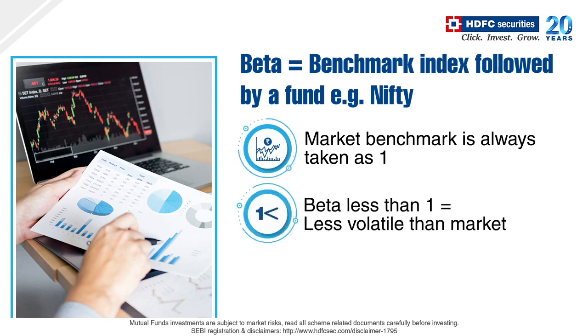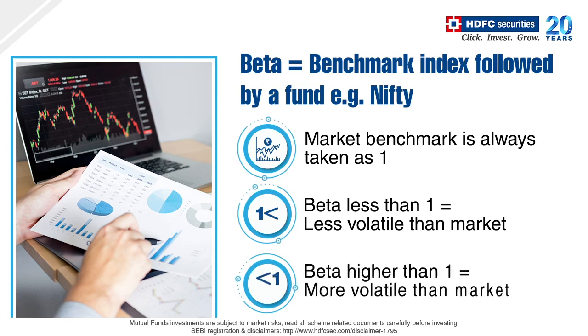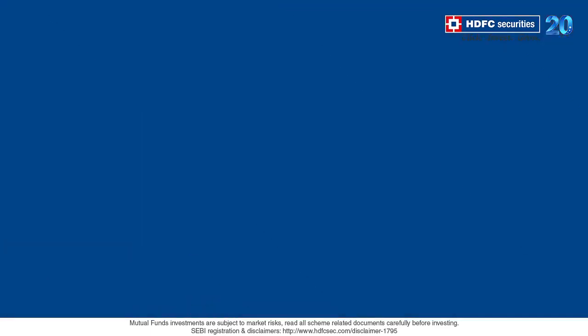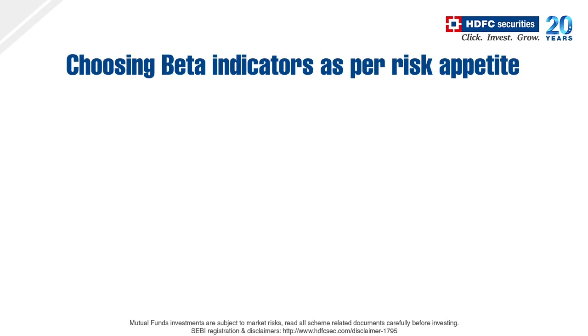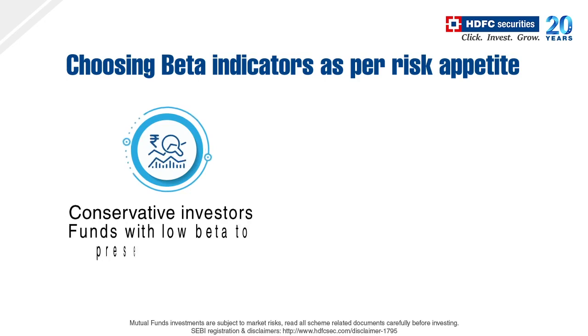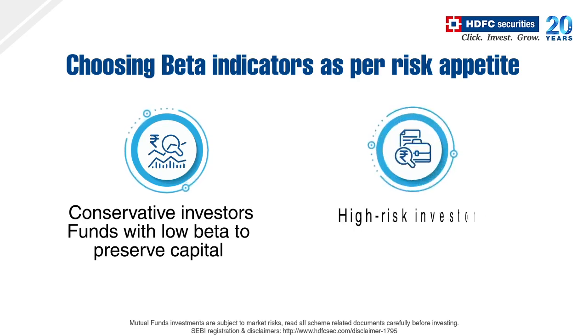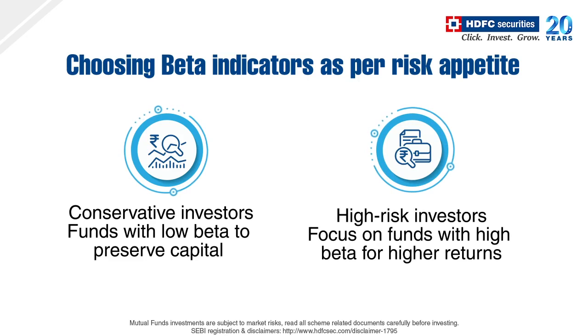Any beta less than 1 indicates that the fund returns are less volatile than market returns of the benchmark index. In case the beta is higher than 1, it denotes that the fund returns are more volatile than market returns of the index. As an investor, you should choose funds beta ratio according to your risk-taking capacity. If you are a conservative investor, you should focus on investing in funds with low beta to avoid value erosion. However, if you have a high risk appetite, you may focus on funds with high beta for higher returns.